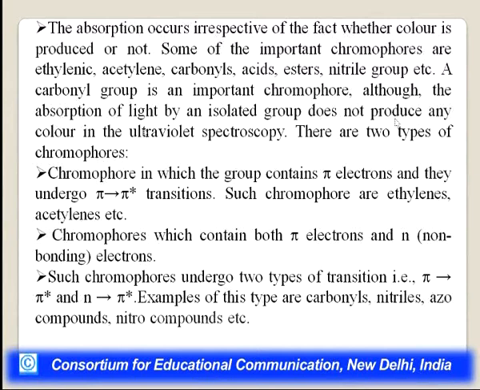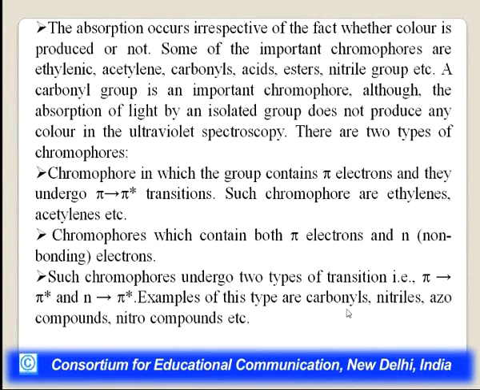There are two types of chromophores. In the first, the group contains pi electrons and they undergo pi to pi star transitions. Such chromophores are ethylenes, acetylenes, etc. The second type contains both pi electrons as well as non-bonding electrons. Such chromophores, for example the carbonyl group, undergo two types of transitions: number one, pi to pi star, and non-bonding to pi star transitions. We have discussed in detail all these four types of transitions responsible for ultraviolet visible spectroscopy.